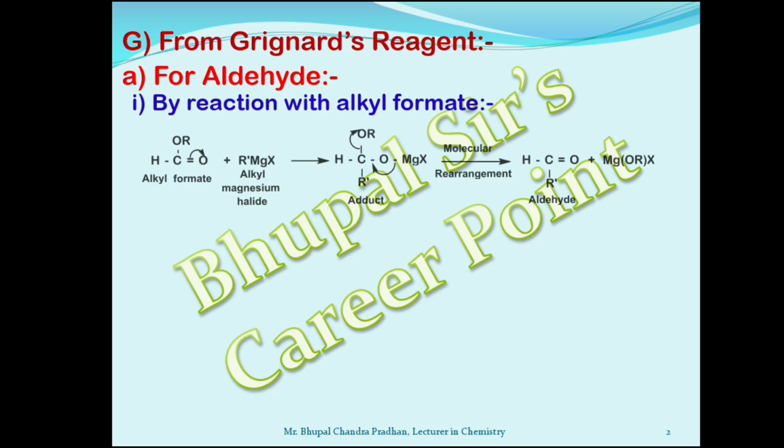Whenever alkyl formate reacts with Grignard reagent, what happens? In alkyl formate, the double bonded oxygen is partially negative due to its more electronegativity, and the carbonyl carbon is partially positive. In case of Grignard reagent, the alkyl magnesium halide, alkyl is partially negative and magnesium is partially positive. Thus, an additional product or adduct is formed, which on molecular rearrangement gives us aldehyde and alkoxy magnesium halide.